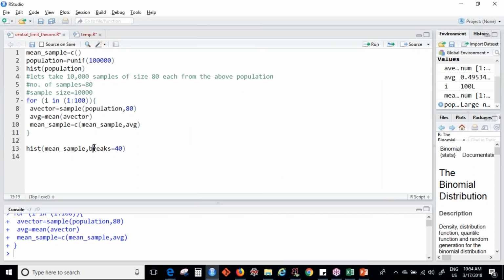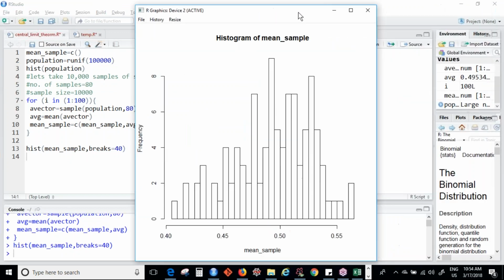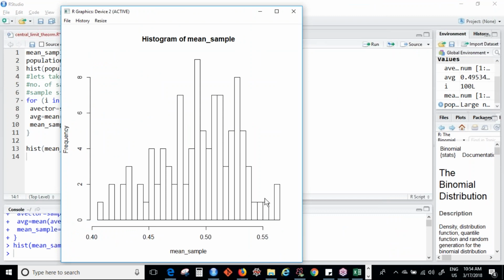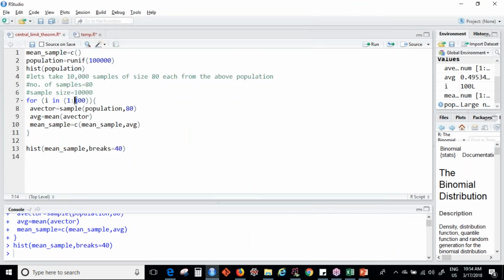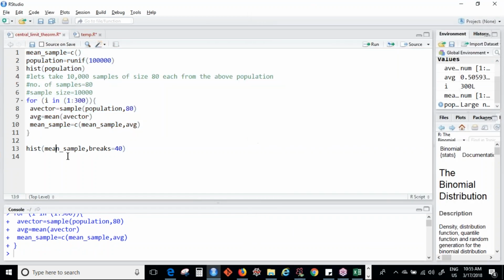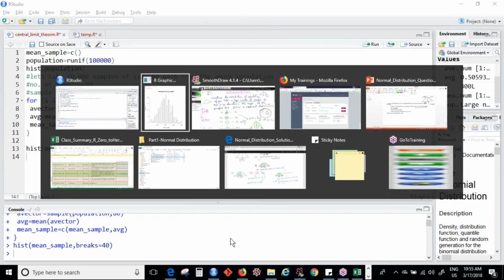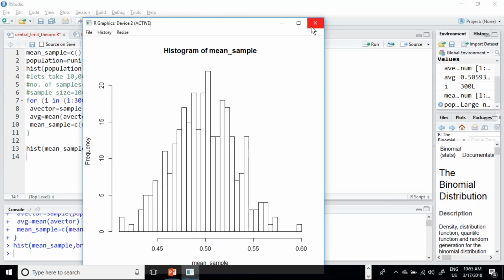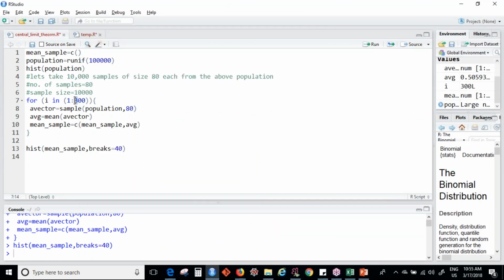So right now it is like this. If I run it with 100, now it will be closer to a normal. See, it has become closer to a normal distribution. You make it 200 or let's say 300. Now if you plot it, see, it is even closer to a normal distribution. So as you go on increasing this number, it will slowly move towards a normal distribution. So that's why I took a large number. So this is the proof of central limit theorem in R.